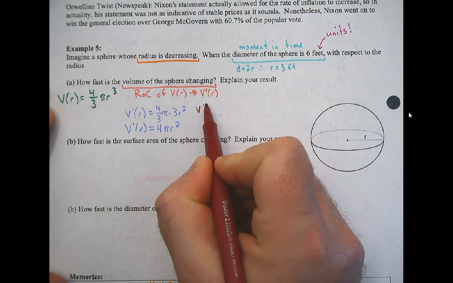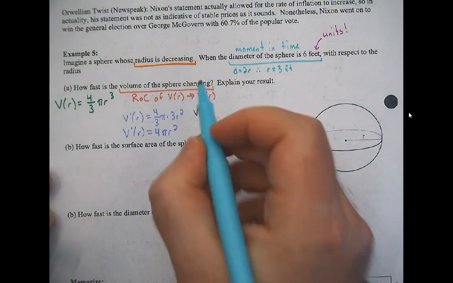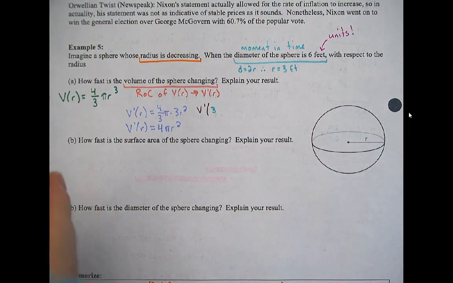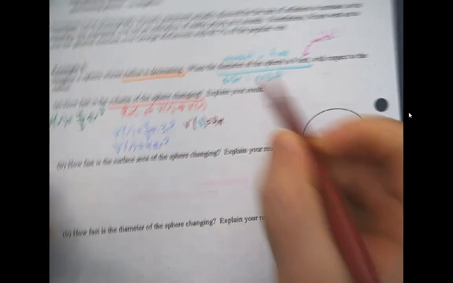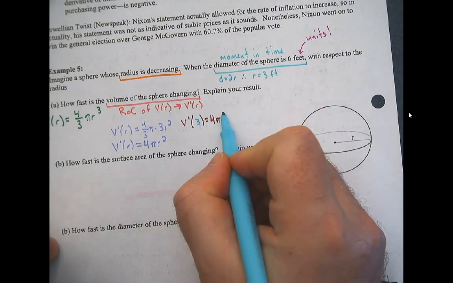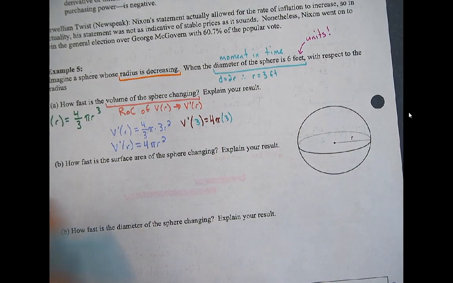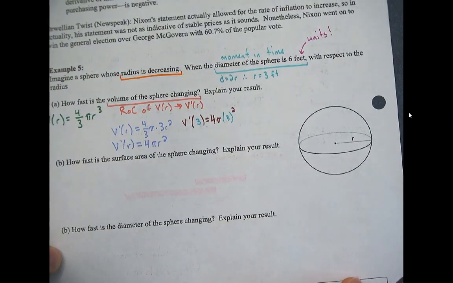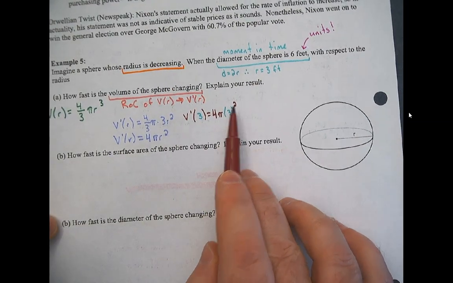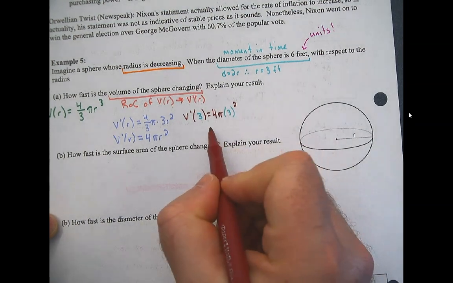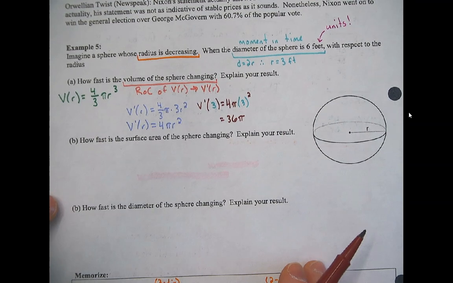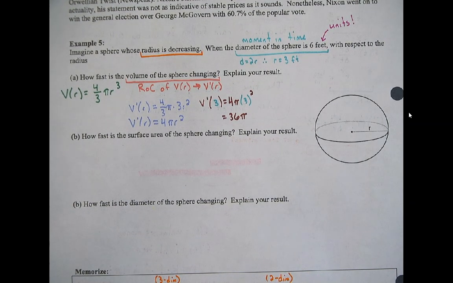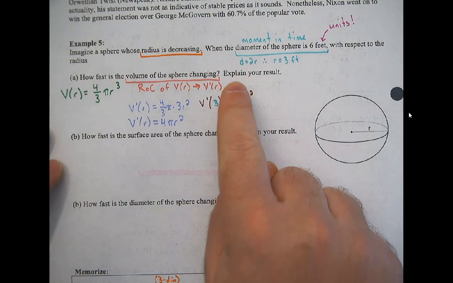V prime of the radius is 3 equals 4 pi times the radius, 3, squared. So we would clean this up. 3 squared is 9. 9 times 4 is 36. So we would get 36 pi. This would be a non-calculator problem, so you wouldn't actually have to figure out what 36 times pi is.